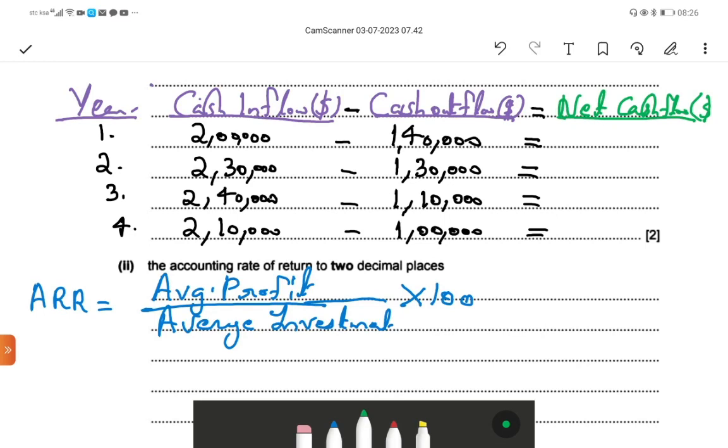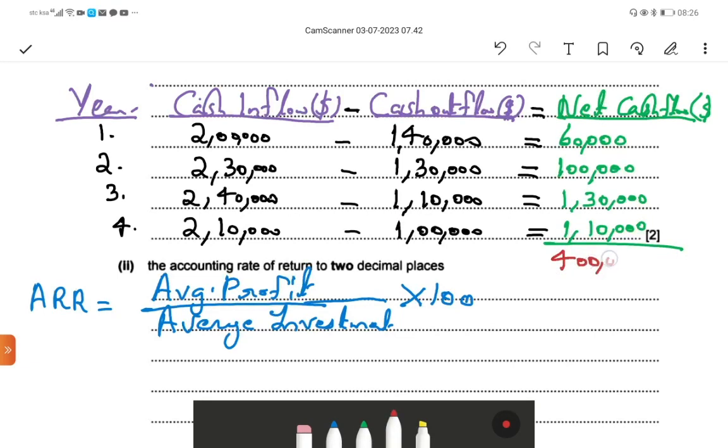So we can do the net cash flow. First year 60,000, second year 100,000, third year 240 minus 110, that is 130,000, and fourth year 110,000. So what is the total? 400,000 is the net cash flow.